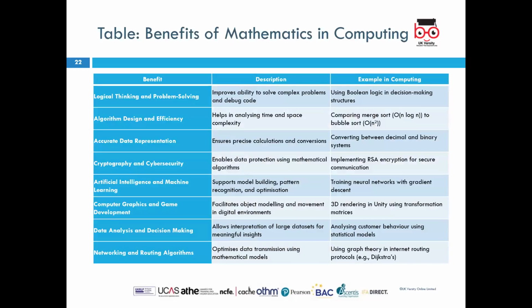Again, here are some of the benefits, their descriptions, and the examples in computing. Logical thinking and problem solving improves the ability to solve complex problems and debug code. This is used in Boolean logic in decision-making structures. Algorithm design and efficiency helps in analyzing time and space complexity. This is used in comparing merge sort, which is O(n log n), to bubble sort, which is O(n squared).